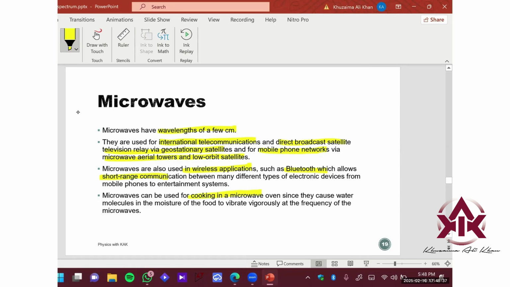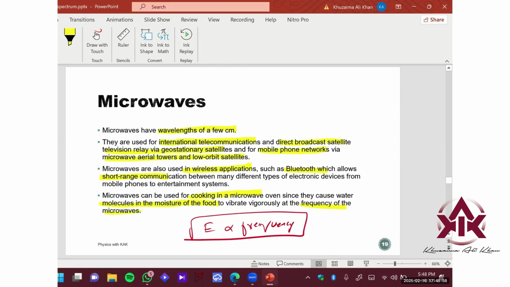So what do they do? They cause the water molecules to resonate. And since they vibrate, they hit a certain frequency of the microwave. And since we know that energy is proportional to frequency, if the water molecules are vibrating at the frequency of microwaves, they have gained more energy. And since energy is measured in joules, it heats up your food, right? Okay, so that rhymed, right? That rhymed. That's good.